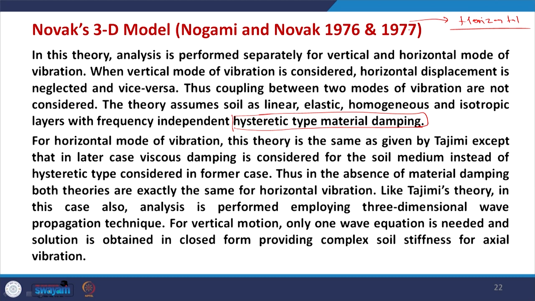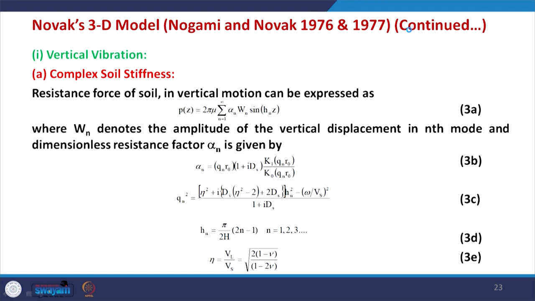Continue with this. Now, let us talk in the same fashion. First, you consider the complex soil stiffness and then you consider the complex pile stiffness. So, let us talk first about vertical vibration by complex soil stiffness. For vertical vibration, the earlier displacement u was considered for the horizontal direction, but now for vertical vibration, Wn is considered. The other equation is similar, and now alpha n is considered, again a function of z. That means the displacement is varying along the depth.